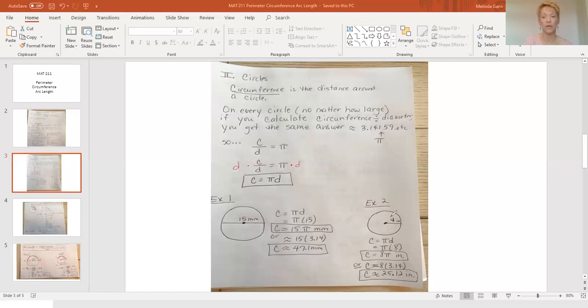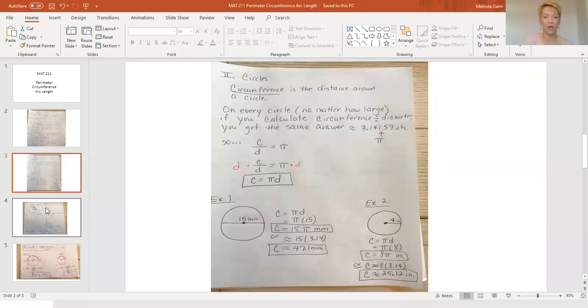Now look at this one. I need the diameter, but they didn't give me the diameter, they gave me the radius. But if it's 4 halfway across, it's going to be double that, or 8 all the way across. So again, I got 8 times pi inches, or if you substitute 3.14 in for your pi, you'll get approximately 25.12 inches. And again, for me on a test, either one's fine.